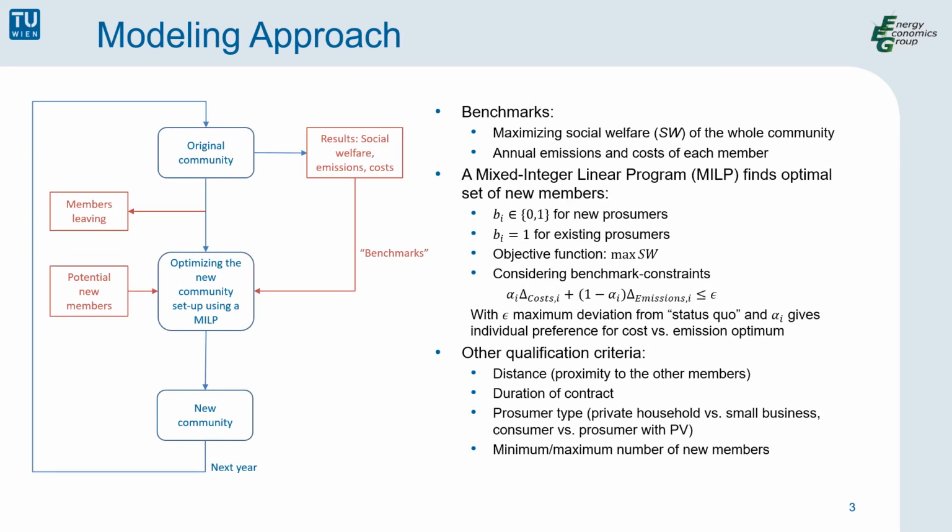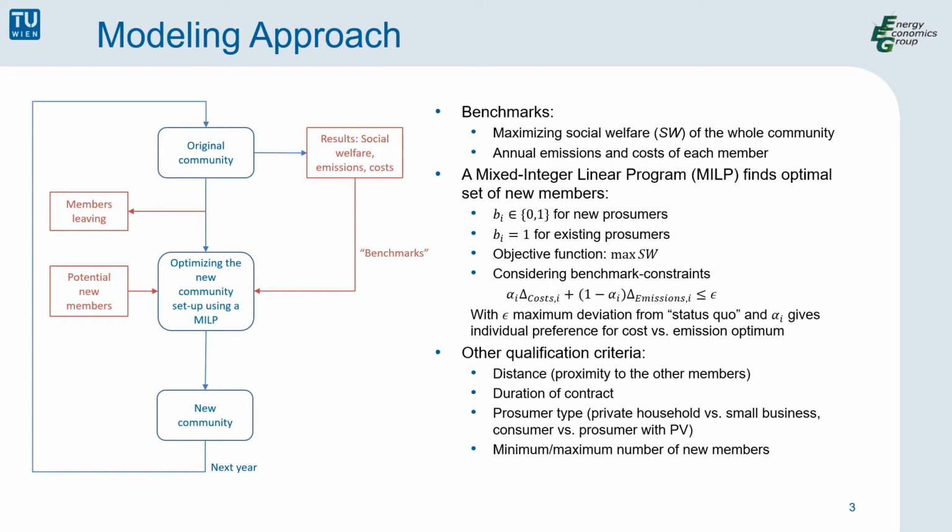The modeling approach is as follows. The results from the old community setup are evaluated and used as benchmarks to find the new optimal setup. Then there are members who are planning to leave and potential new members who are considered for participation. A mixed integer linear program is used to find the optimal new community setup. Binary variables are used to indicate if a new prosumer is accepted and can join the community.